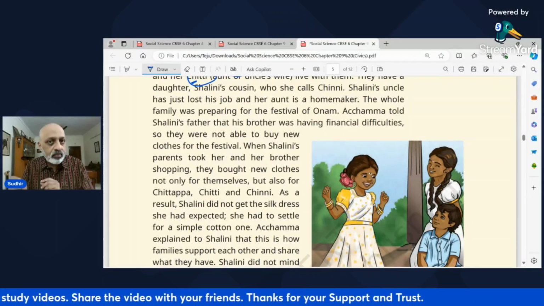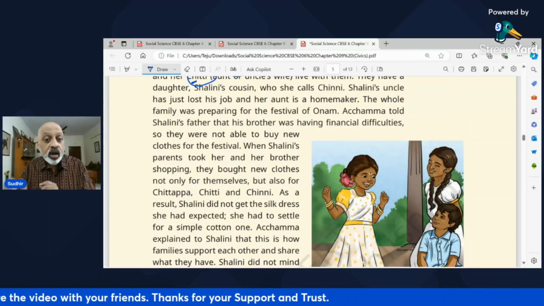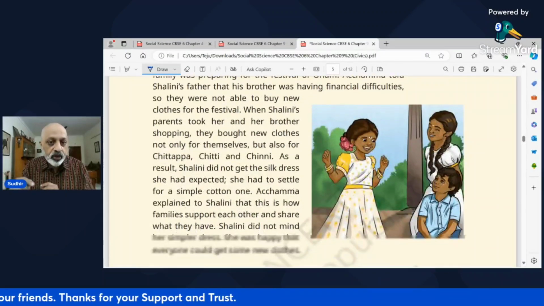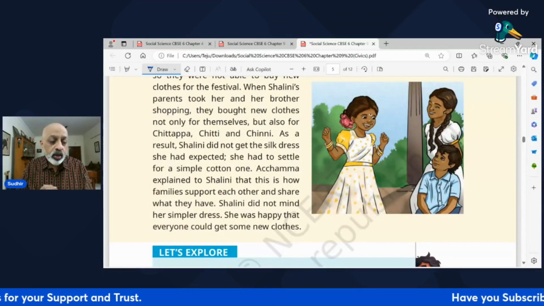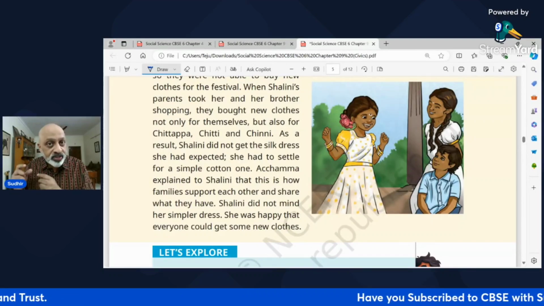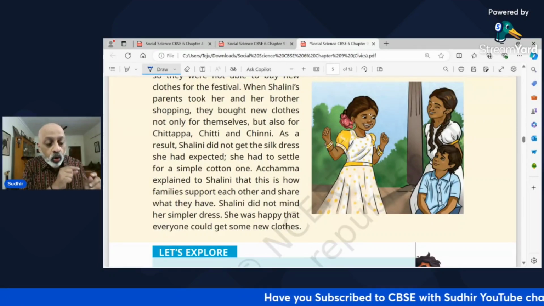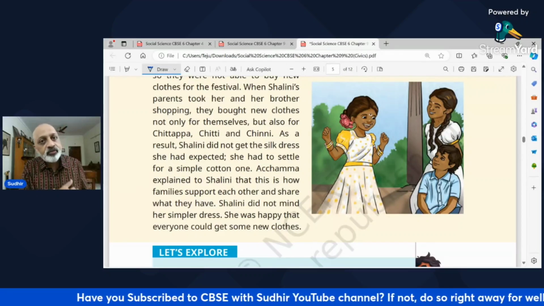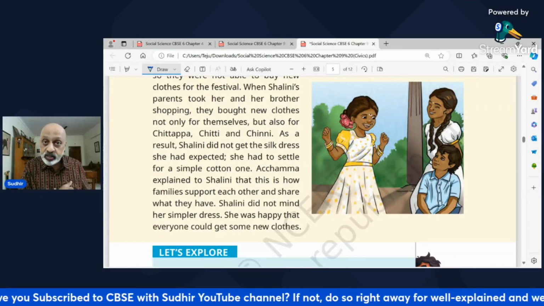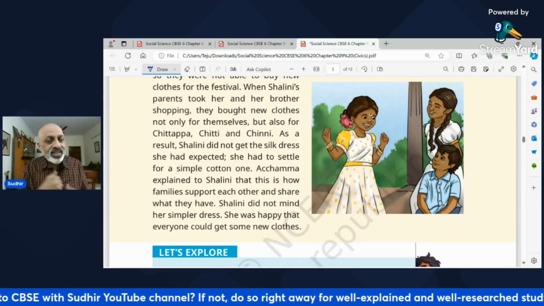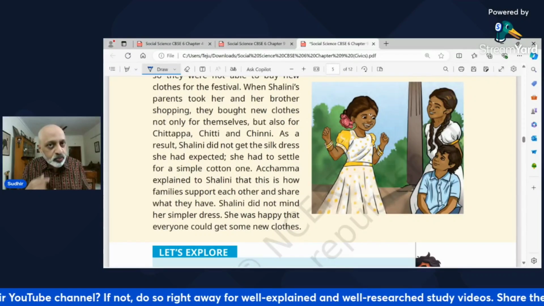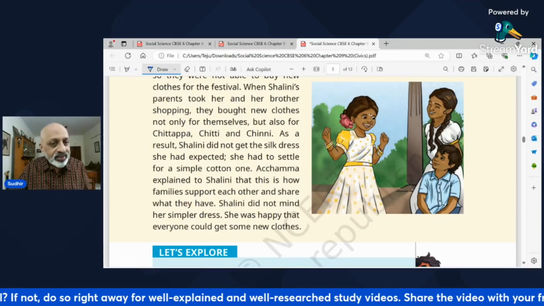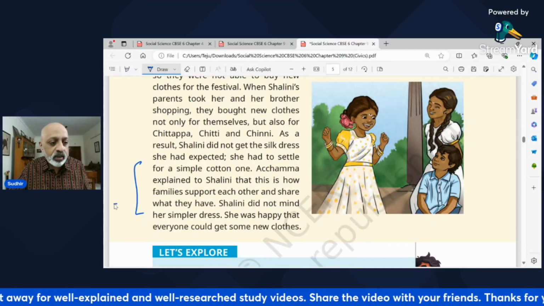Now, they had saved some money to buy a silk dress for Shalini. However, she could not be bought that dress because they had to divide the money in order to buy a dress also for Chinni. So she had to settle for a simple cotton dress instead of a silk dress, obviously less expensive. So Achama explained to Shalini that this is how families support each other.